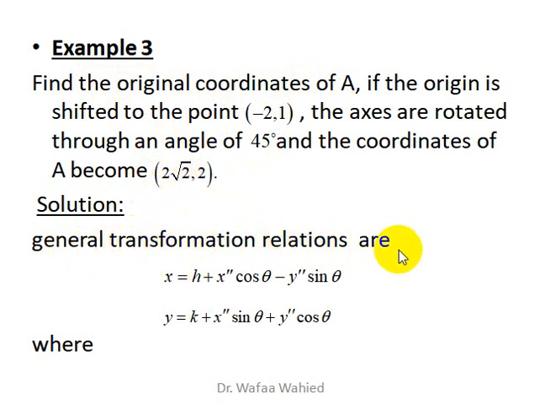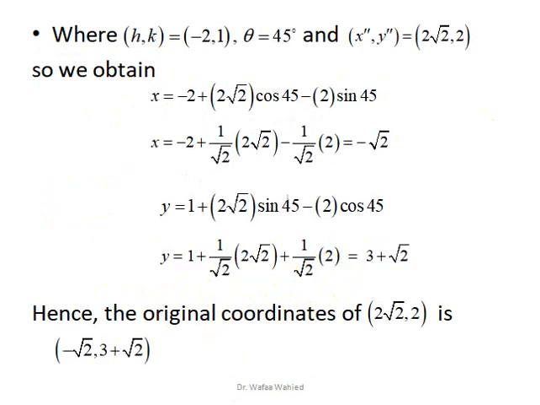Solution. General transformation relations are given by this relation, where x and y are the old coordinates of the point B, h and k are the coordinates of the new origin, x double dash and y double dash are the new coordinates of the point B, theta is the angle of rotation in anti-clockwise, where h and k are equal to -2 and 1, theta is equal to 45 degrees, and x double dash y double dash, the new coordinates of the point A, are equal to 2 square root 2 and 2.